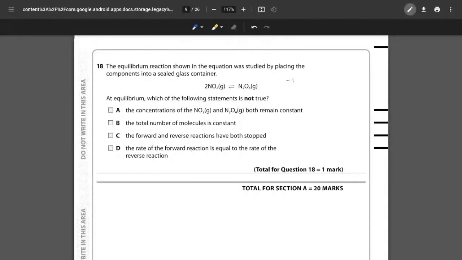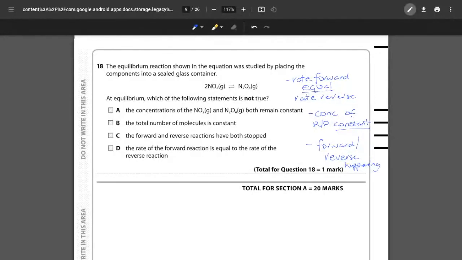When we have dynamic equilibrium, we have the rate of the forward reaction being equal to the rate of the reverse. We also have our concentrations of our reactants and products are constant. Remember, they don't have to be equal, but they must be constant. And because we have our rate of our forward equaling our rate of reverse, that must mean that we have both the forward reaction and the reverse reaction happening at the same time. So that's the key parts of dynamic equilibrium. That's before I've even looked at the options.